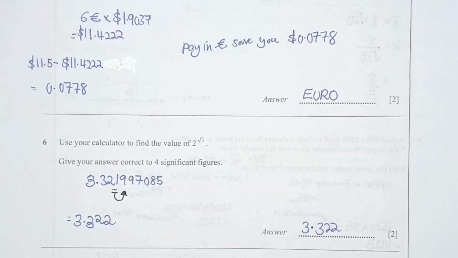Use a calculator and find the value of 2 to the power of square root 3. So I listed all the results that I've gotten from my calculator, and the fourth significant figure here will be the one that I drew a line over there, and the number behind it, since it is more than 5, hence you're required to round it up and get your results as 3.322.